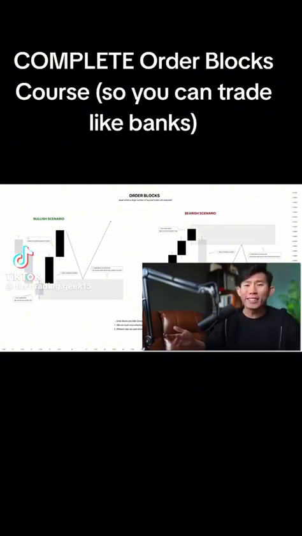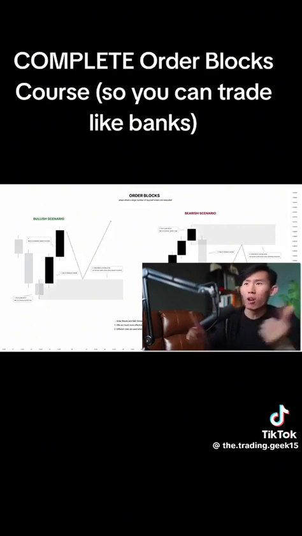I tried every single trading strategy you can think of, be it support and resistance levels or voodoo candlestick patterns or even stupid indicators. And I found that none of them works. And there's only one thing that actually works for me, and it works really, really well and made me a lot of money, and that one thing is called order blocks.